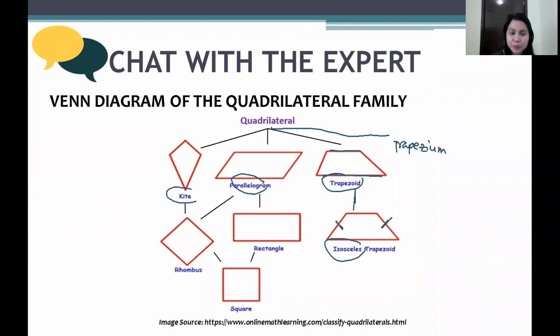In a parallelogram, it can be a rhombus if it has 4 equal sides, or it can also be a rectangle if it has 4 equal angles. A rhombus and a rectangle, with 4 equal sides and 4 equal angles, is called a square. In a kite, the 2 consecutive sides are congruent. So here, that is a sample for a kite.